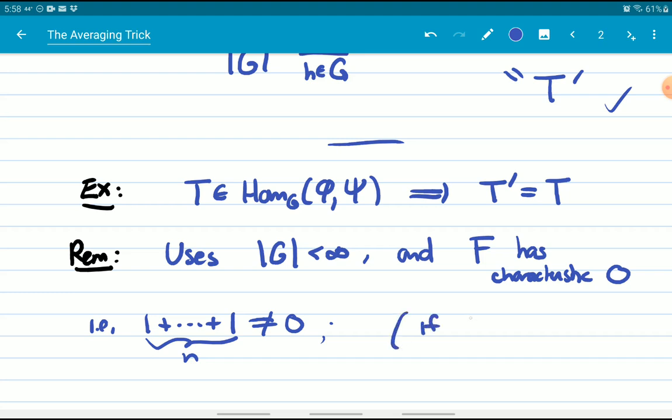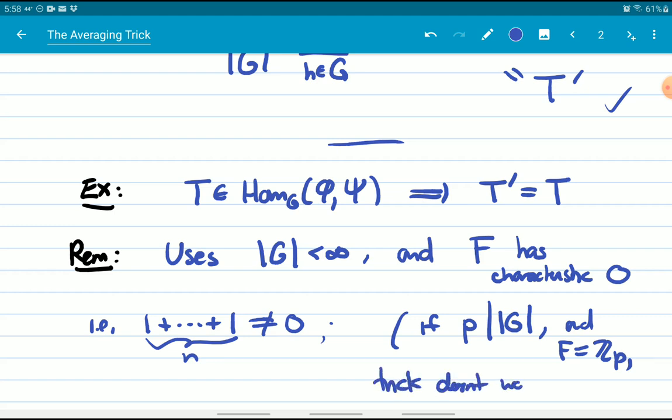If, say, p, a prime, divides the order of the group, and F is Z mod p, this averaging trick doesn't work. Representation theory over fields of positive characteristic, fields like Z_p, is called modular representation theory. And it's more complicated and works differently than representation over, say, the complex numbers.